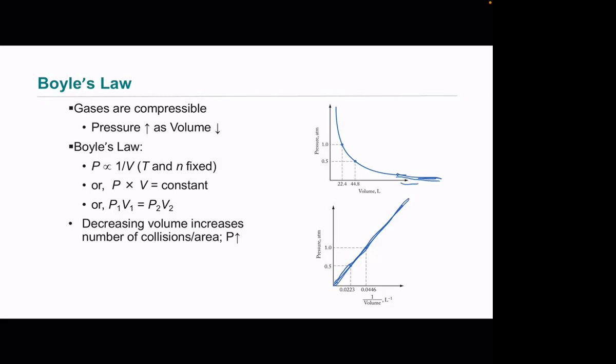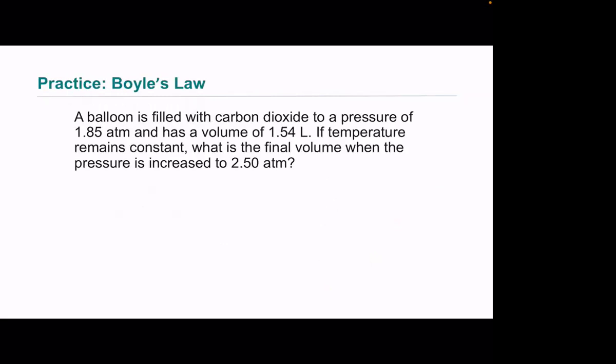A balloon is filled with carbon dioxide to a pressure of 1.85 atmospheres and has a volume of 1.54 liters. If the temperature remains constant, the assumption is obviously also that N is constant because it's the same balloon. So there's no more moles of gas, right? What is the final volume when the pressure is increased to 2.5 atmospheres? This should be a quick plug and chug. What'd you get? 1.14. Volume should decrease, right? Because the pressure is increasing.